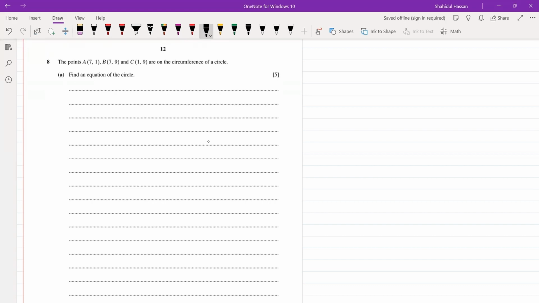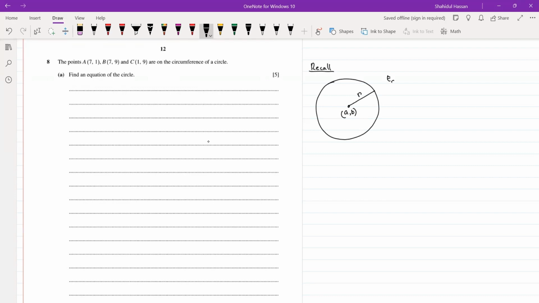So question 8: the points A, B, and C are on the circumference of a circle. Find the equation of the circle. So recall the format for the equation of the circle. Here we have a circle, and let's say I have a point here. The center is given, let's say (a, b), and we have a radius given here. The radius of the circle is r.